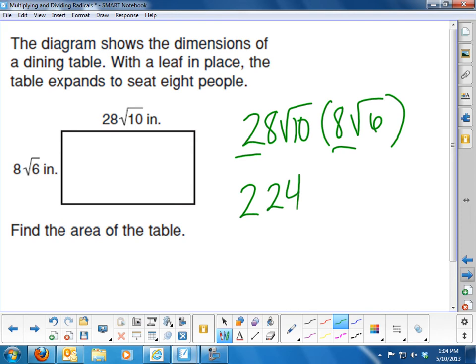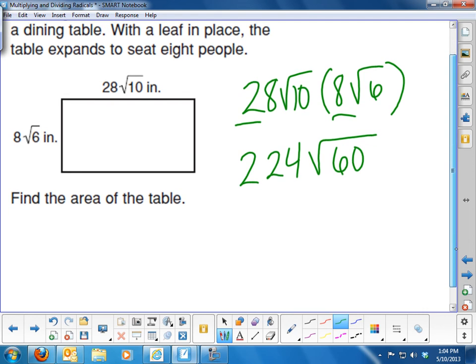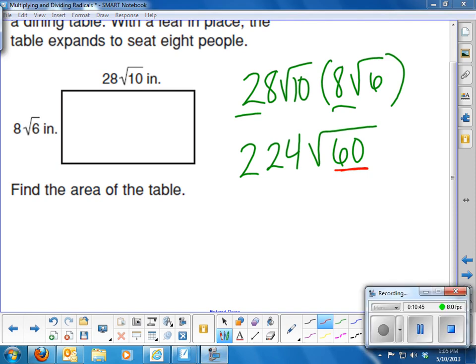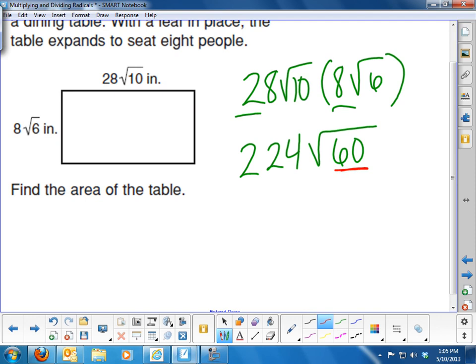224. Let's double check that. Sure enough. Okay, next one. Square root of 10 times the square root of 6, that gives me the square root of 60. Now I need to simplify the square root of 60 a little bit. What perfect square multiplies to give us 60? Okay, so this one simplifies to the square root of 4 times 15.